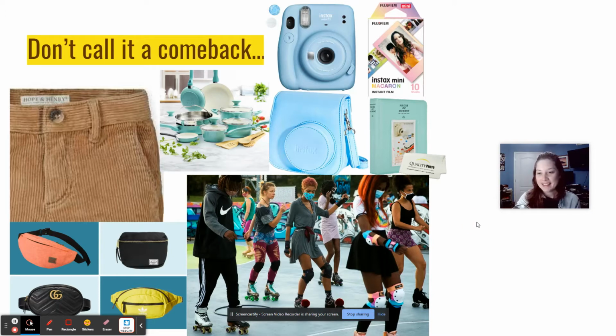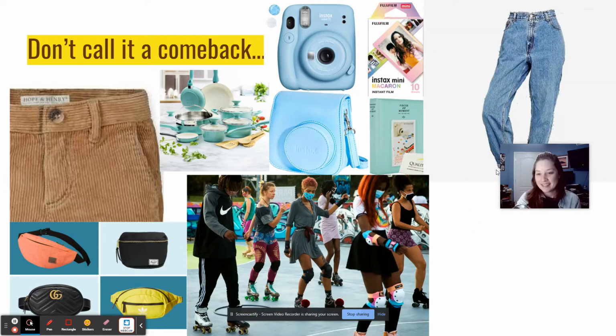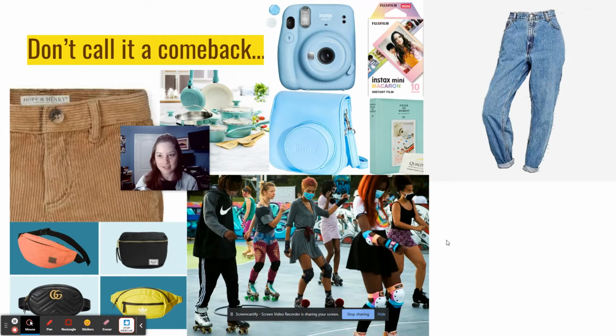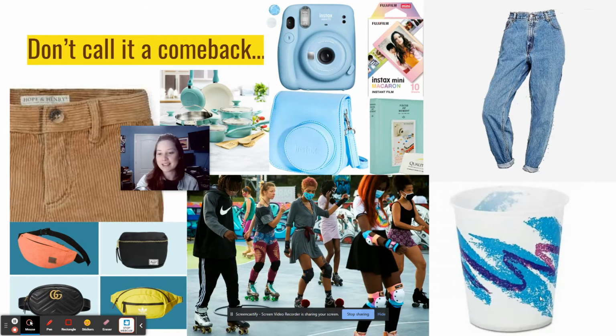Mom jeans. I used to make fun of my mom for her mom jeans, and now they're in style. But that was a big 80s thing. That's what my mom wore in the 80s. She wore that and crop sweatshirts, and that was her thing. Very funny. And finally, this cup design. Don't know why, but this is what I would get at the skating rink in middle school, and that's what my soda came in, and that's back around and just like a joke.